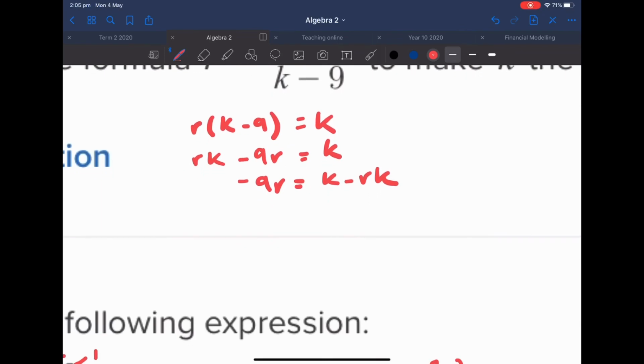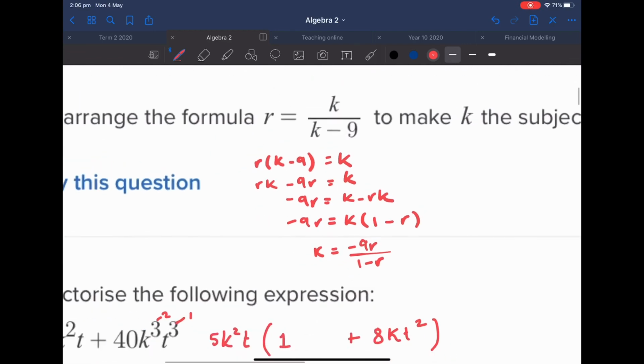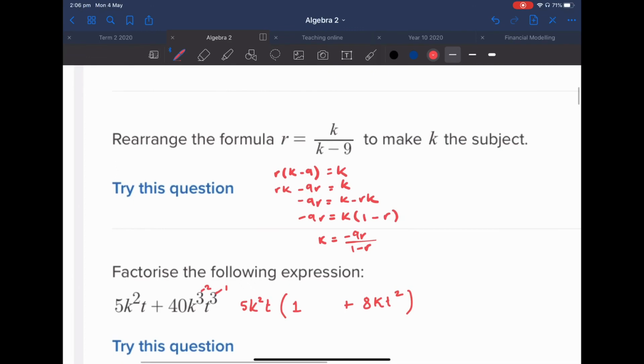And now you go, well, what can I do now? Notice that there's a k in both parts here. So if I wanted to, I could factorize out that k. That leaves me with just 1k. We've kind of hit our goal. And now to solve this equation, I need to get rid of this times by dividing this thing on the other side. Don't necessarily need brackets here, but you're not wrong for including them. And so my final answer is going to be minus 9r over 1 minus r, which is what we leave it on.